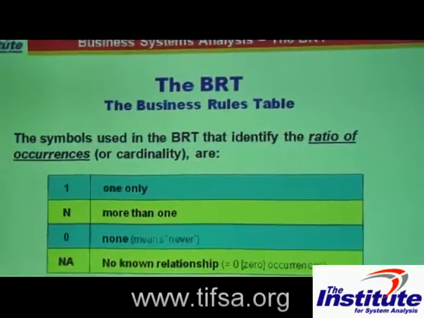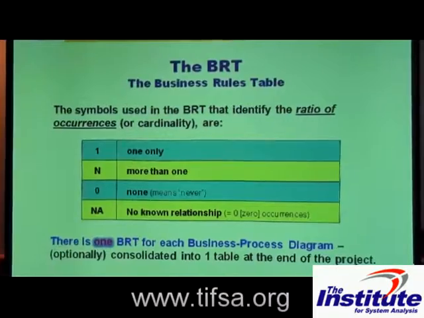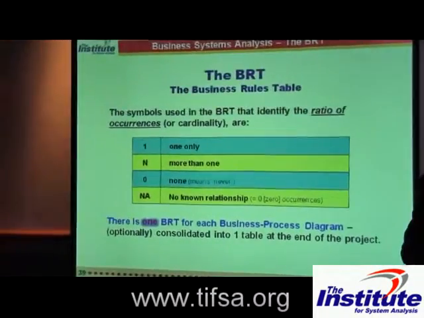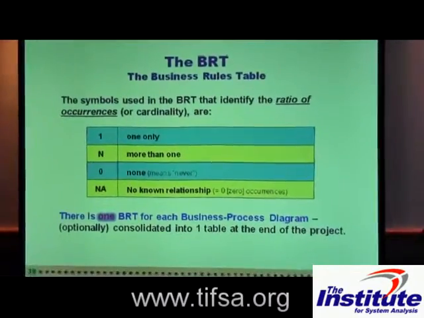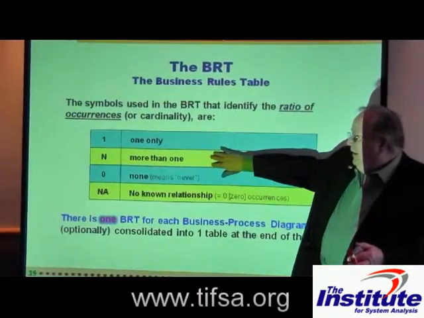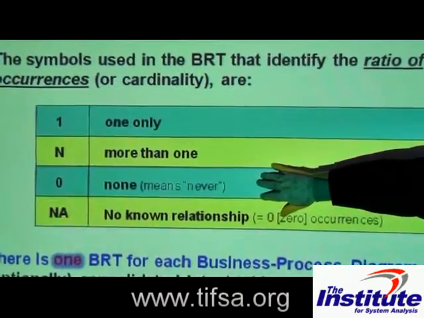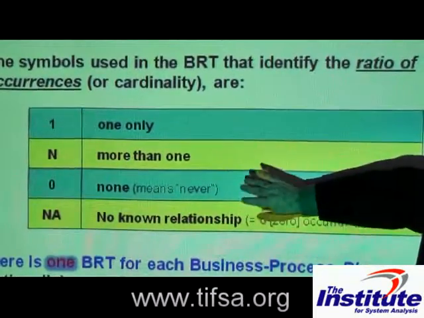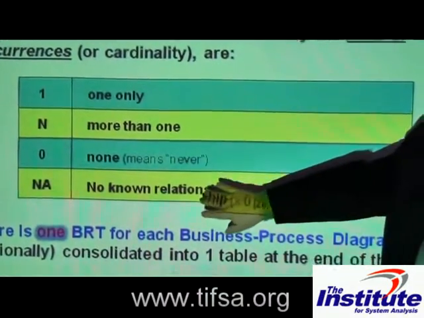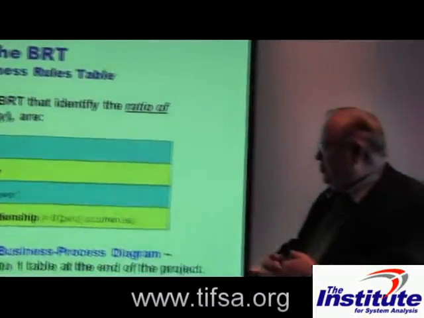When we talk about those ones and ends and zeros and so on, that's what we call the ratio of occurrences. Now some people refer to it as cardinality, but I'm going to stick with ratio of occurrences. A one means one only, an n means numerous or several or more than one. Zero in our case means never. It doesn't mean none, it means never. And NA means not applicable, or we can't identify a relationship there.